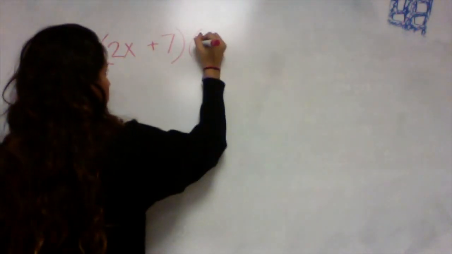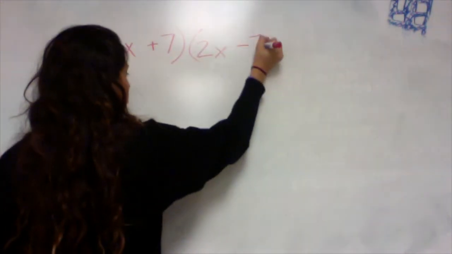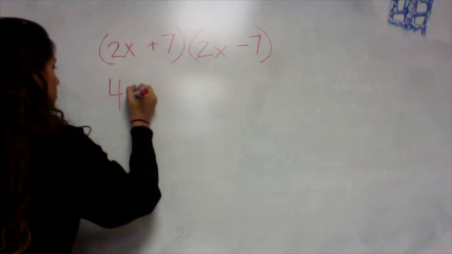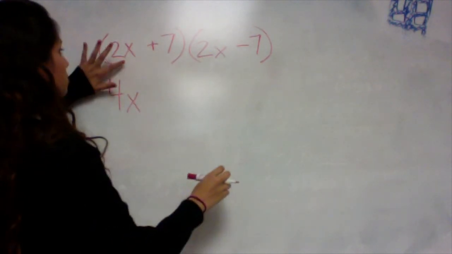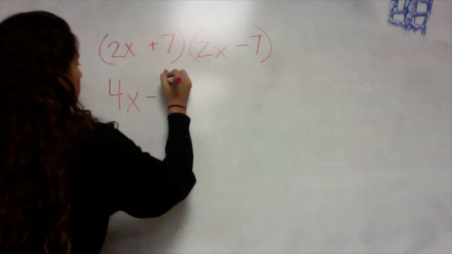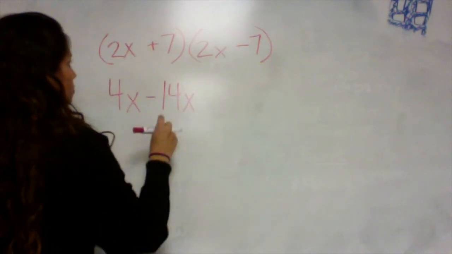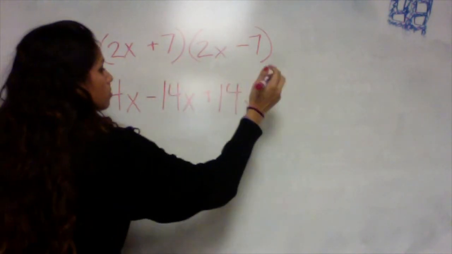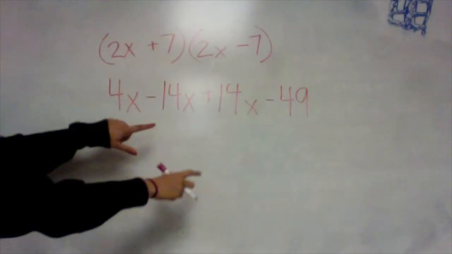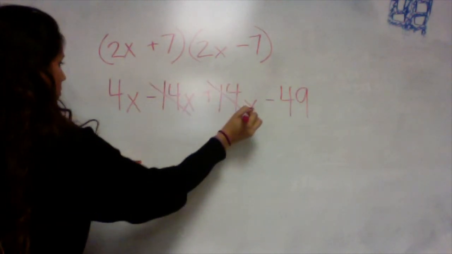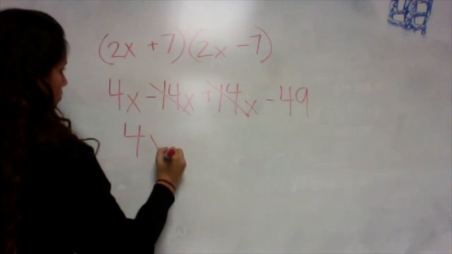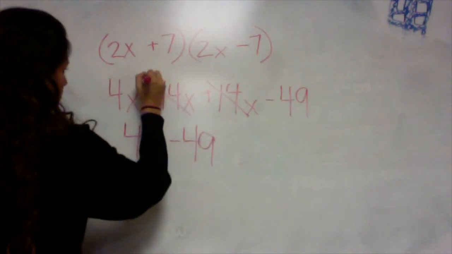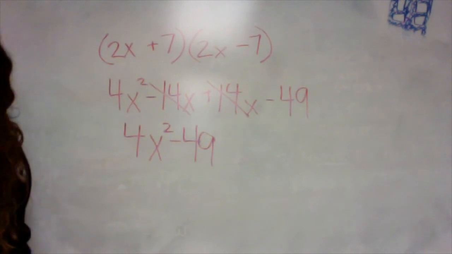Here's another example of a binomial. 2x plus 7 and 2x minus 7. So first, 2x times 2x, which should be 4x squared. Outer, which would be negative 14x. Inner, which is plus 14x. And last, which is negative 49. The middle terms cancel out, and you are left with 4x squared minus 49. There, it's squared.